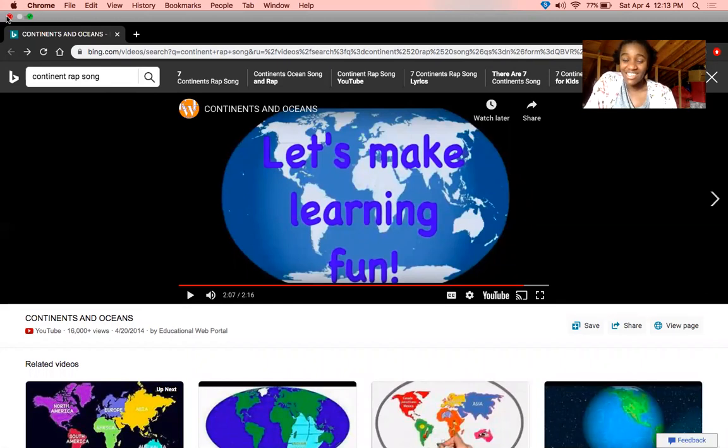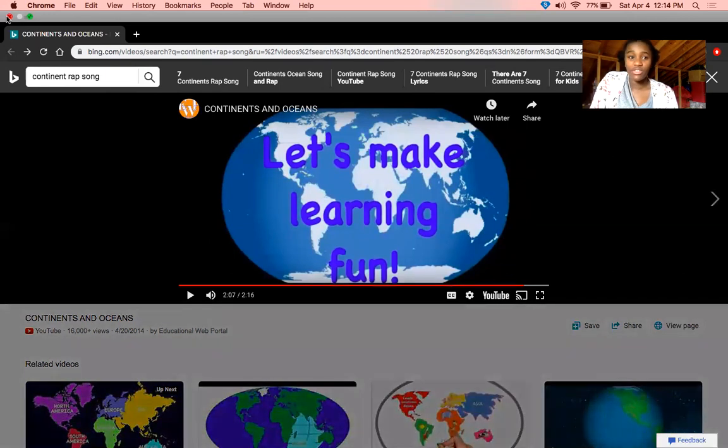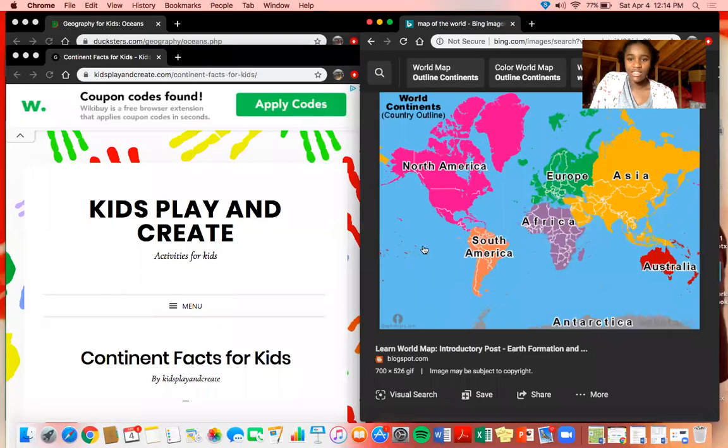Continents in the world. Okay, so we're gonna go through the continents first, and then we're gonna go through the oceans. All right, so I have my map right here on the right side of the screen. So we have North America, South America, Africa, Europe, Asia, and Australia, and Antarctica way at the bottom.